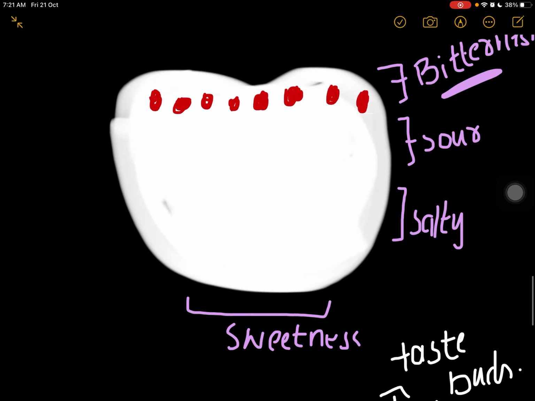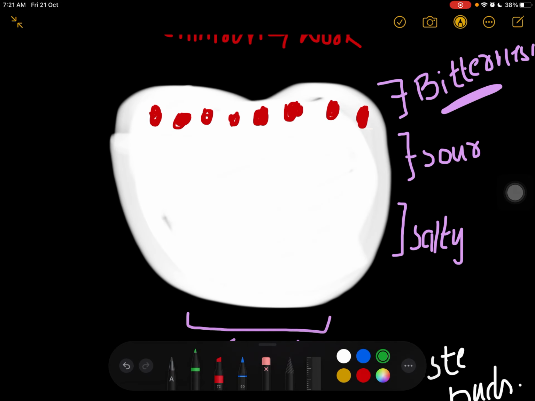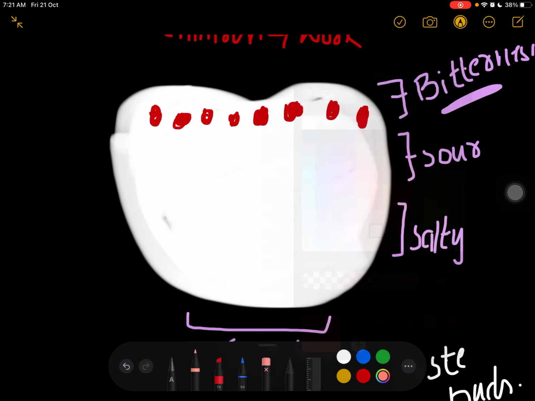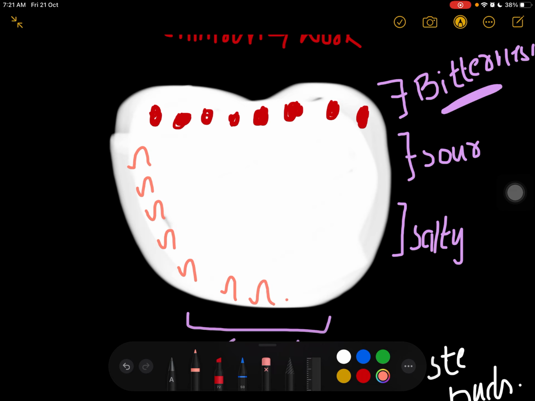Now let's talk about another taste bud, which is fungiform. So here they are present. These are fungiform, as I told you, that they have mushroom-like structure, right? And they are numerous in numbers, right? They are responsible for the sourness, saltiness, and the sweetness.